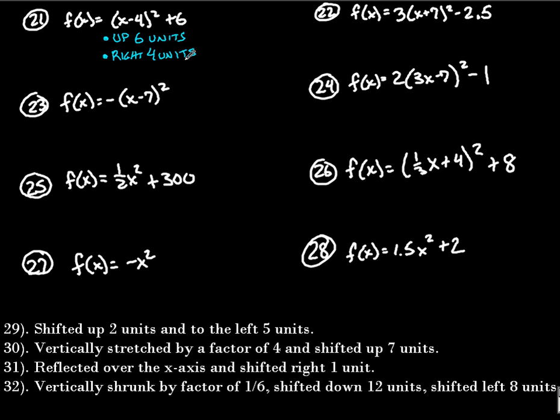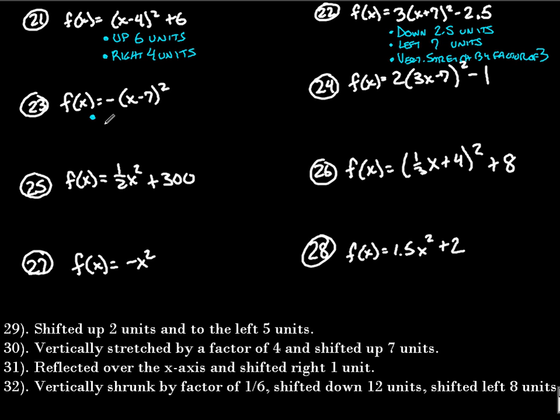Alright, number 22, same thing. We're going to start with the outside. This is going to be down 2.5 units. I can also say I'm going to shift to the left by 7 units. And then this 3 on the outside means I'm going to have a vertical stretch by that factor. So I say vertical stretch by a factor of 3.